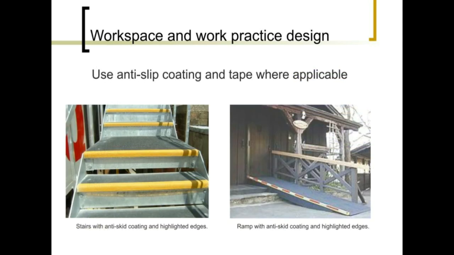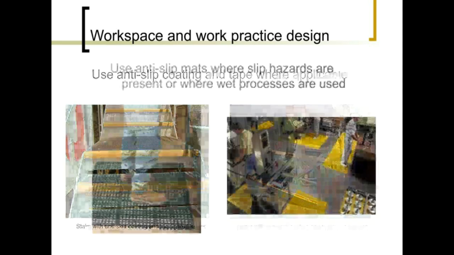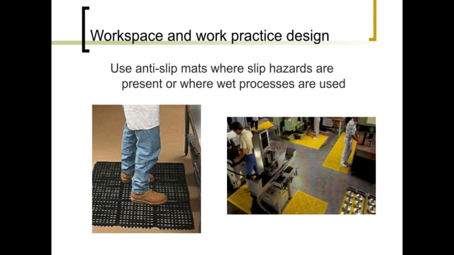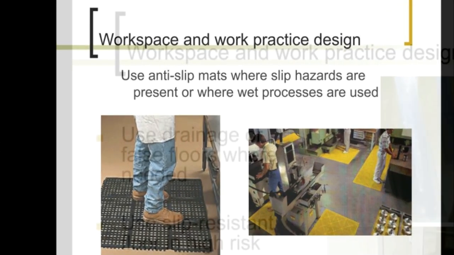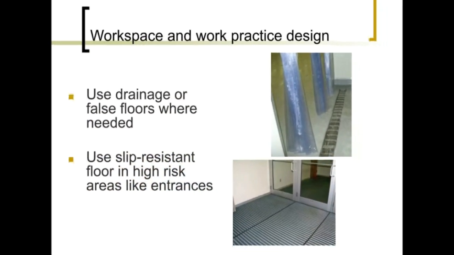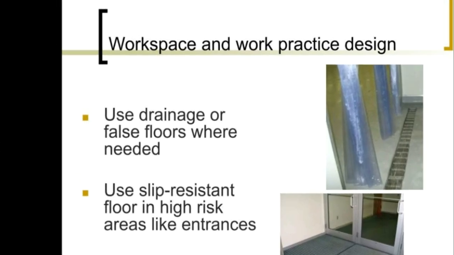As mentioned, use anti-slip coating and tape where applicable, like you see on the steps to the left and then over to the right. Stairs with anti-skid coating and highlighted edges are pictured left, and ramp with anti-skid coating and highlighted edges pictured to the right. Use anti-slip mats where slip hazards are present or wet conditions are used. Use drainage or false floor where needed. Use slip-resistant floor in high-risk areas like entrances.